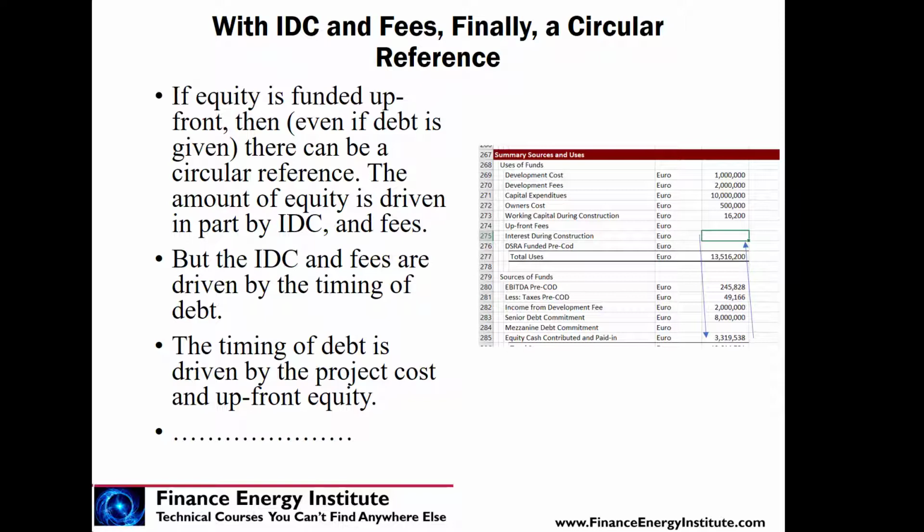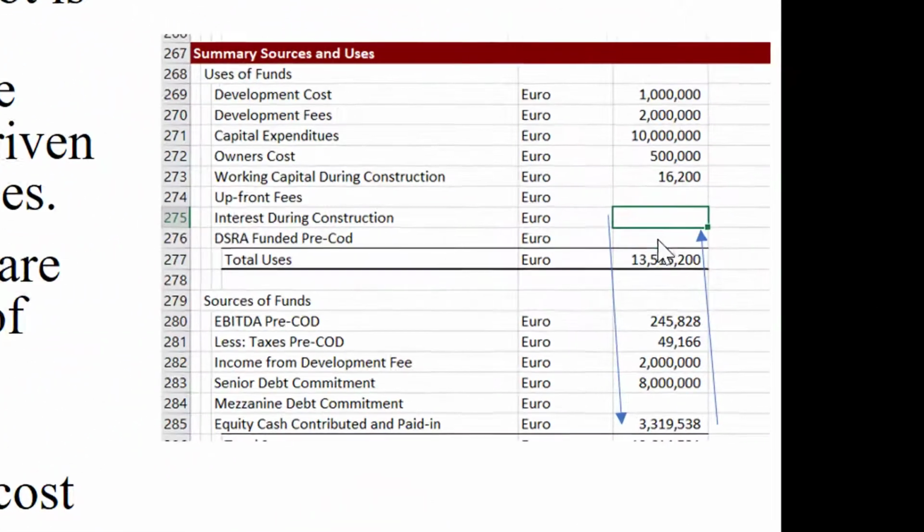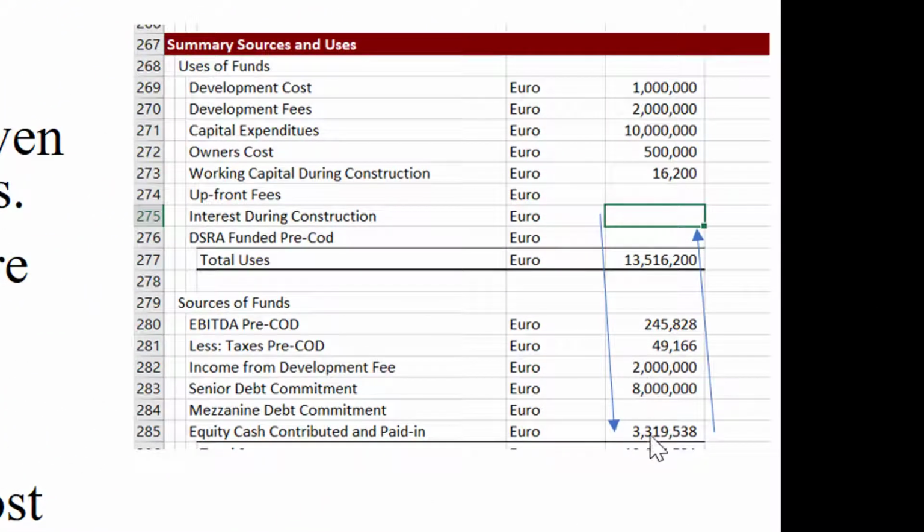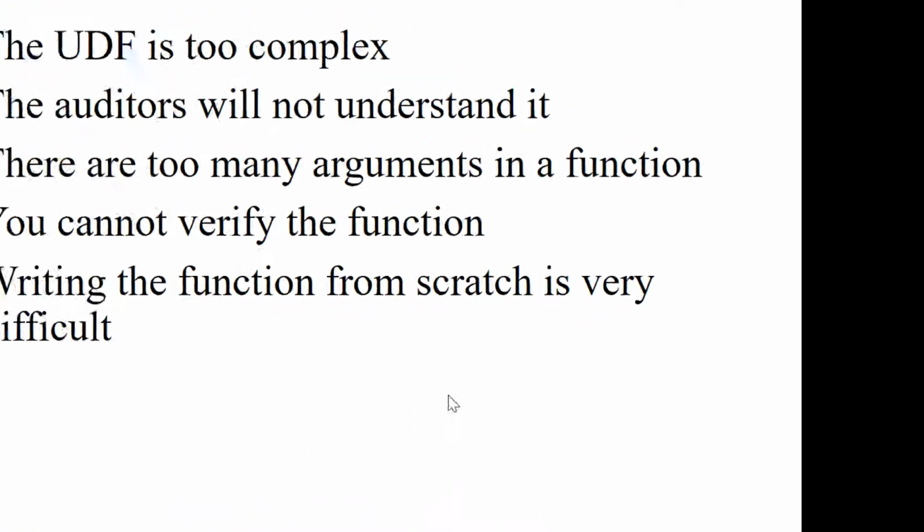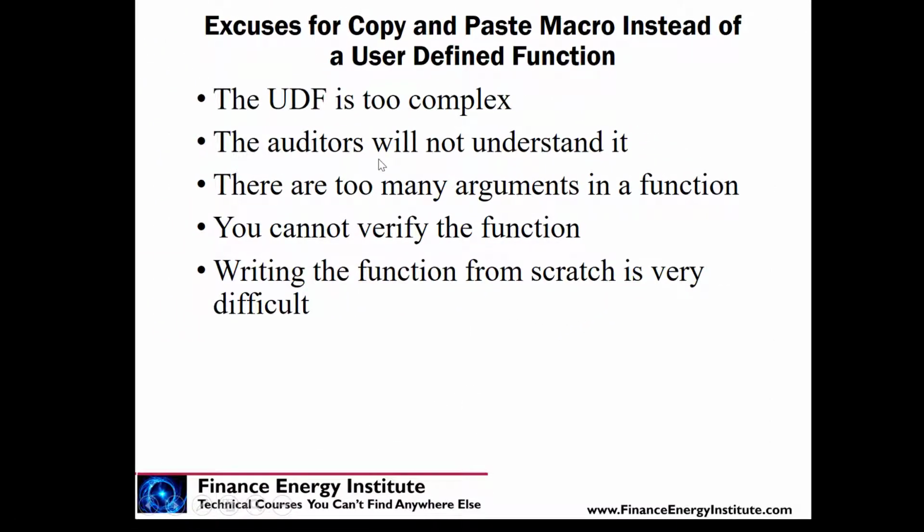Okay, now here is our problem. If we have interest during construction, generally the interest during construction affects the project cost, which affects the equity, but the equity timing, if it's up front, affects the interest during construction. So that was where it came, there's the problem.